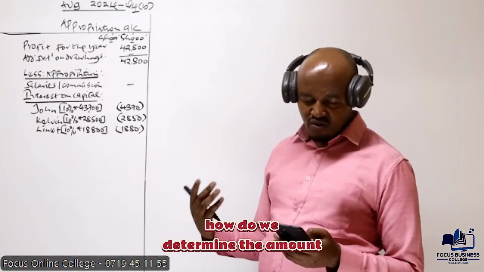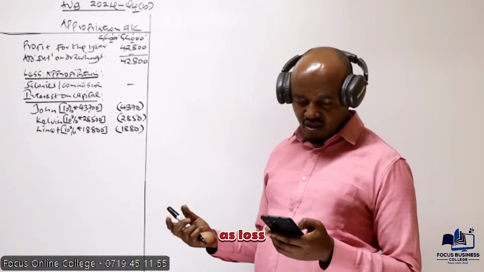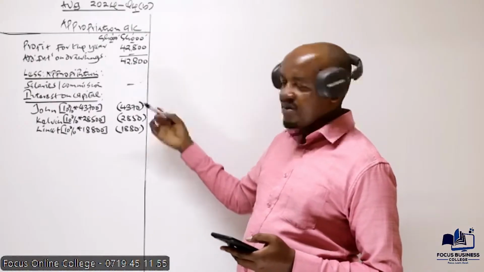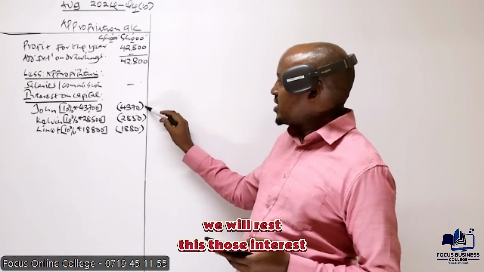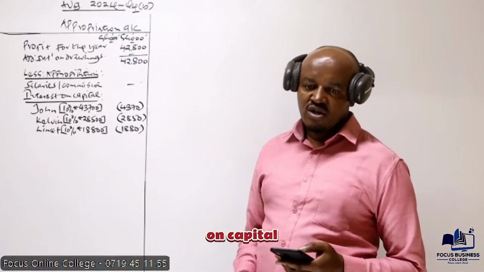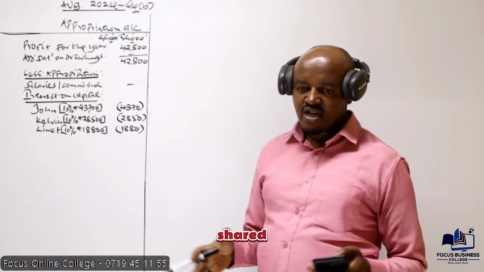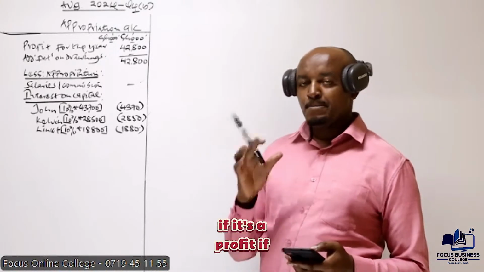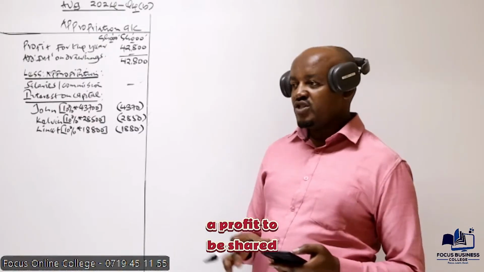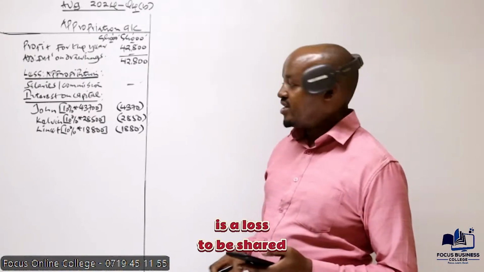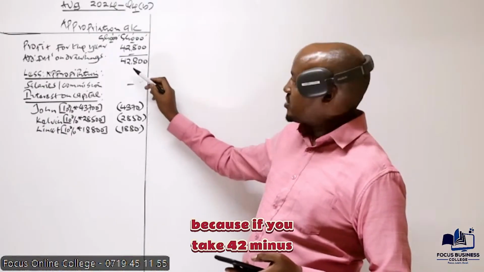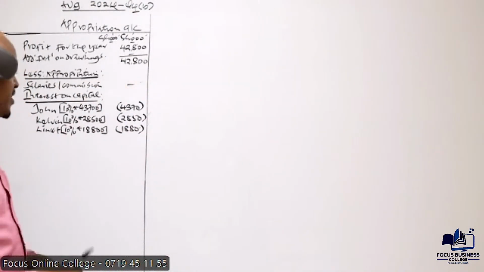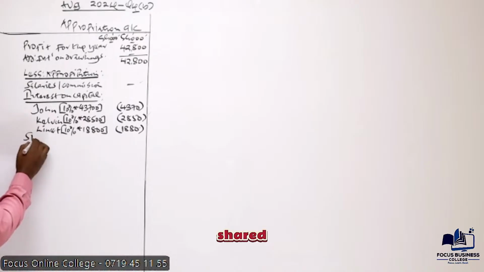So how do we determine the amount to be shared as profit or as loss? We take the amount to be shared minus what we have there. Remember, you don't have salary or commission, so we subtract the interest on capital. If we get a positive figure, that is a profit to be shared. If we get a negative figure, it is a loss to be shared. Automatically, this one will be positive, because if you take 42 minus this, we're going to have a positive figure. Being positive, it is a profit to be shared.